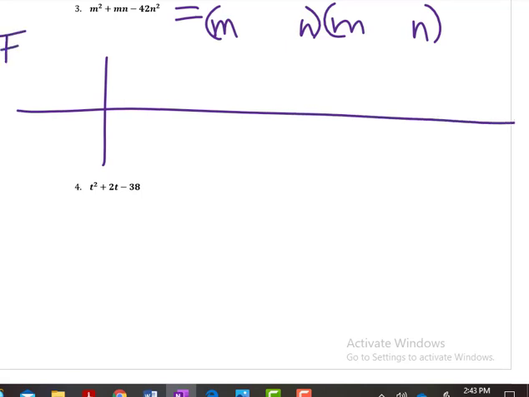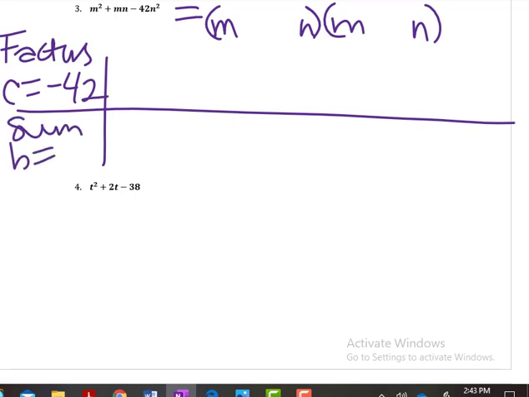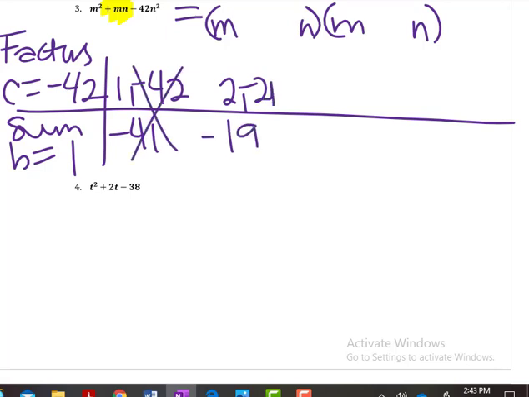So my factors, now again, this is all because that lead coefficient is a 1. It's a plain m squared. The factors of c, which is negative 42, that sum to b, which is equal to 1. It's the coefficient on that middle term. So we can look at the different factor pairs. 1 and negative 42, not even close. 2 and negative 21, not even close. 3 and negative 14, not even close. It's getting closer though.